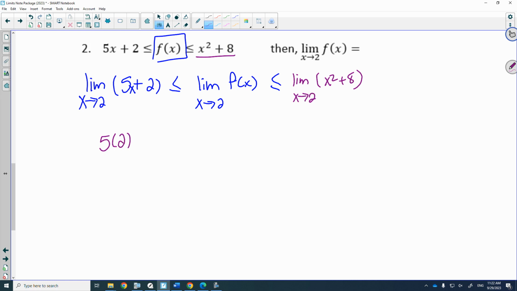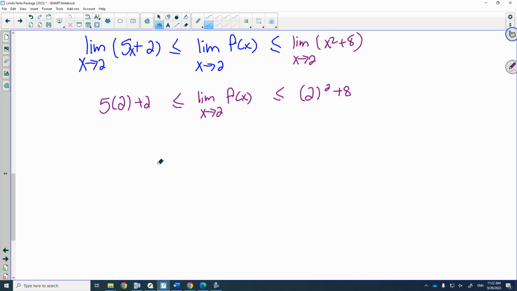So 5 times 2 plus 2 is less than or equal to the limit as x approaches 2 of f of x is less than or equal to 2 squared plus 8. 4 plus 8, 12. So according to the squeeze theorem, Sarah, what would the limit as x approaches 2 of f of x be? It'd be 12.